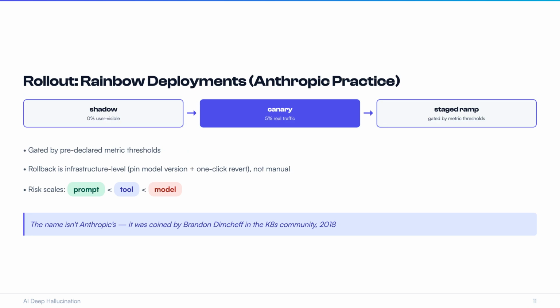Standard path: shadow at 0% user visibility, canary at 5% real traffic, staged ramp gated by pre-declared metric thresholds. Rollback must be infrastructure level: pin the model version plus a one-click revert.